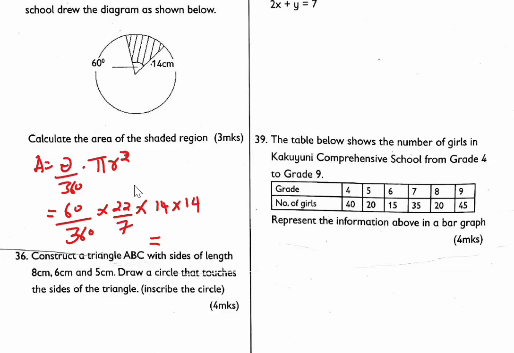You'll see that the answer is 102.667. So it is 102 2 over 3, or 102.667 centimeters squared. So that is the area of the shaded region. So it is going to be 102.667.